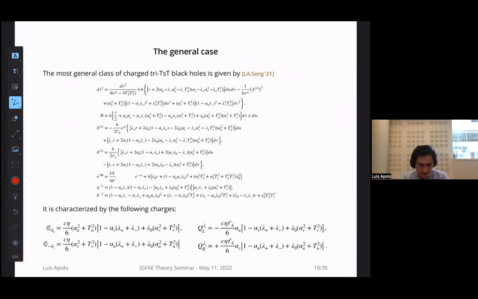The thing that I want to stress here is that this background, like the one we started with, features 4 charges. There's a left moving energy, a right moving energy, and 2 U1 charges. And these U1 charges do not vanish as long as these parameters are not 0. So again, having these alpha parameters is necessary to describe the most general space of solutions. And these were parameters that were missed in previous papers.